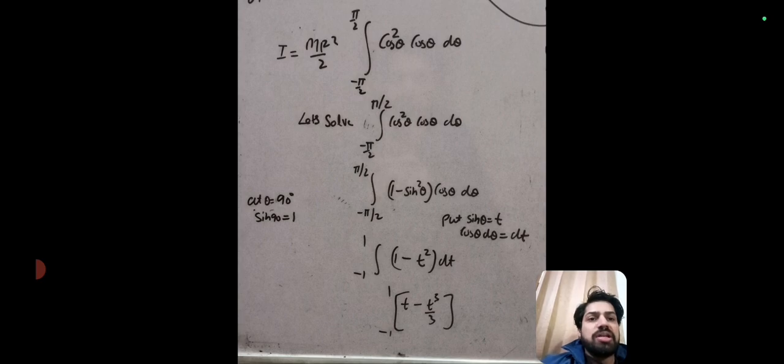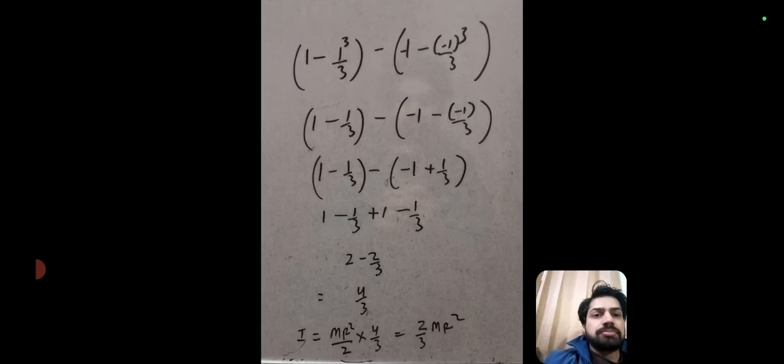But we have to change limits also. When the angle is 90 degrees, sin 90 is 1. When the angle is minus 90 degrees, sin minus 90 is minus 1. If you fill in the limits, you will get the answer 4 by 3. And now place this value in the main formula. You will get the answer for moment of inertia, that is 2 by 3 mr square.